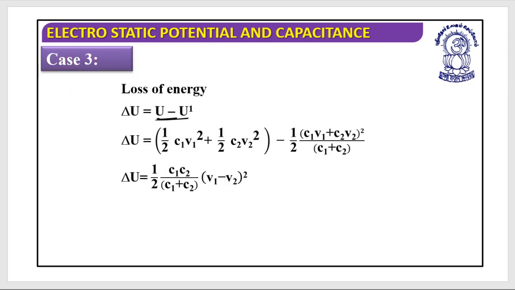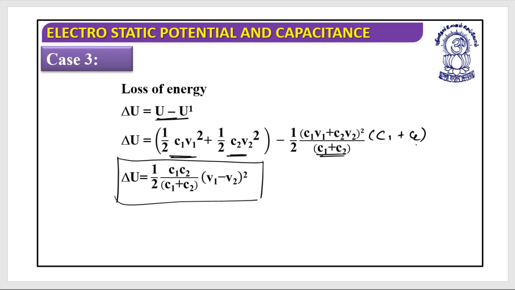That loss of energy would be equal to U initial, the initial energy, minus the final energy. My initial energy was half C1 V1 square plus half C2 V2 square. And my final energy would be half into (C1 plus C2) multiplied by V square, and my V is (C1 V1 plus C2 V2) divided by (C1 plus C2). So if I solve this completely, what I get is half C1 C2 divided by (C1 plus C2) into (V1 minus V2) whole square. This is the final result of the loss of energy.